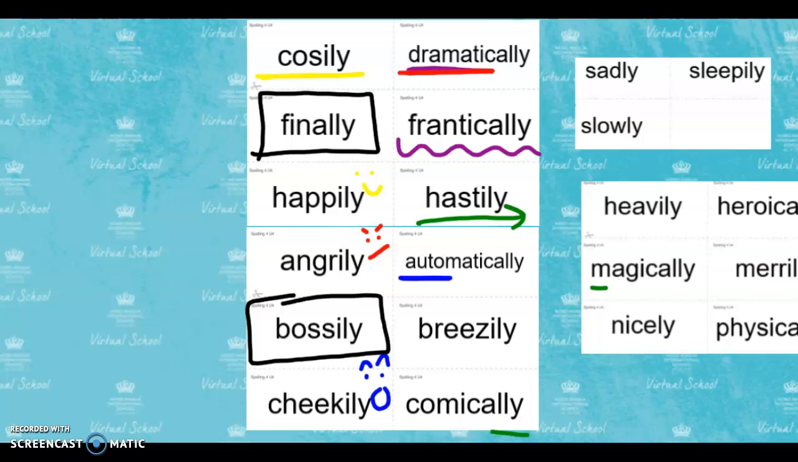Breezily, I'll try and draw the wind, although that's very, very difficult. The wind, breezily, the leaves breezily flew in the wind. So it's talking about how they are flying.